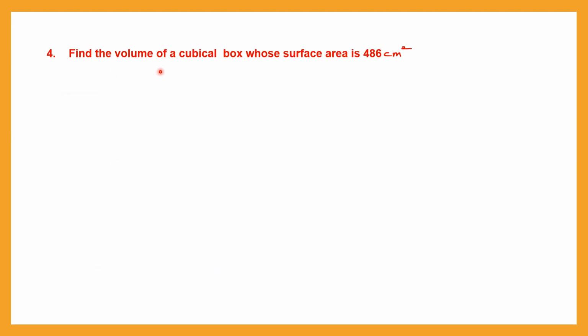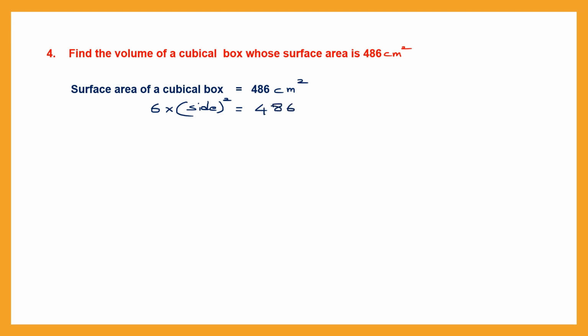Question 4. Find the volume of a cubical box whose surface area is 486 centimeter square. Okay, so here what is given to us is the surface area of a cubical box, 486 centimeter square. Cubical box means a cube. Okay, it is in the shape of a cube. Now, what is the formula to find the surface area? To find the area of a cube, the formula is 6 into side square. This is the formula, okay, to find the surface area of a cubical box. So the formula says this, but we already have the answer 486 centimeters square.